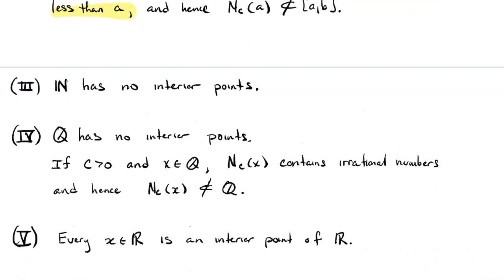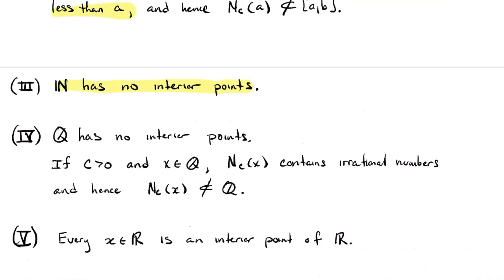Moving along here, I've got three more examples that I've written out. The set of natural numbers doesn't have any interior points. If you pick any positive epsilon and look at the epsilon neighborhood centered at a natural number, it's going to contain numbers that aren't natural numbers. No epsilon neighborhood can live inside the natural numbers. Draw your own picture.